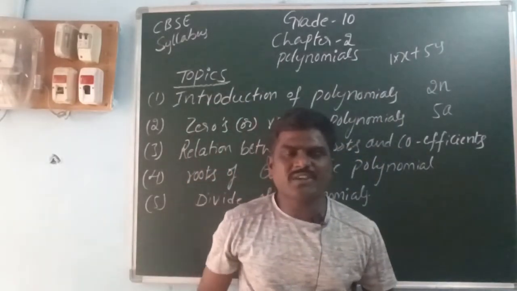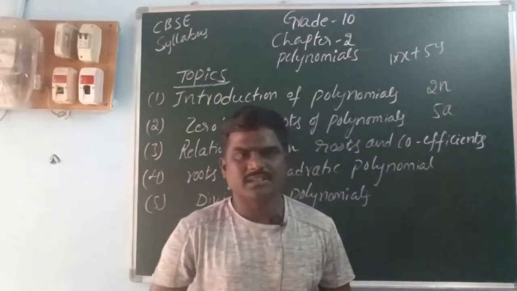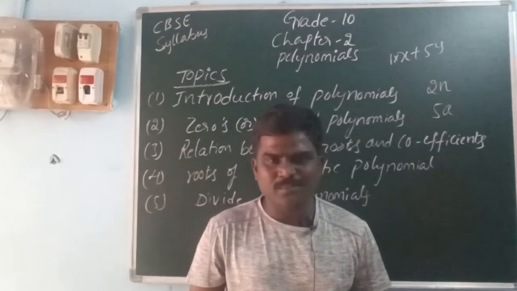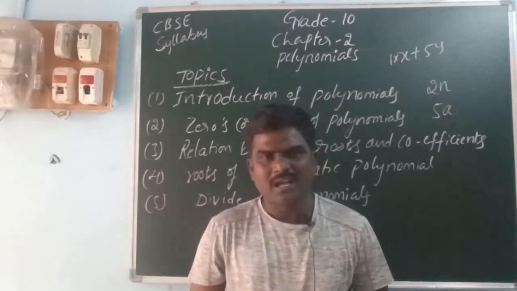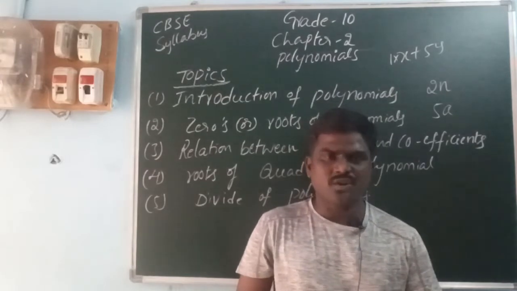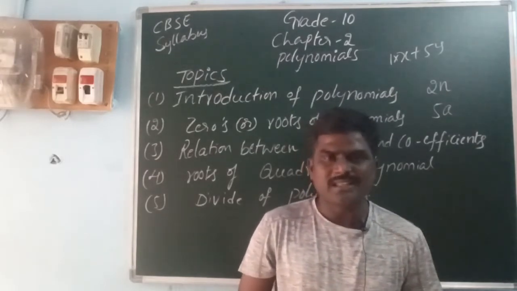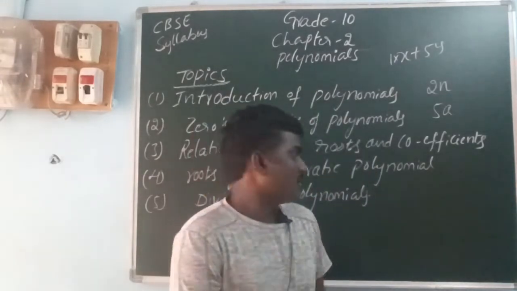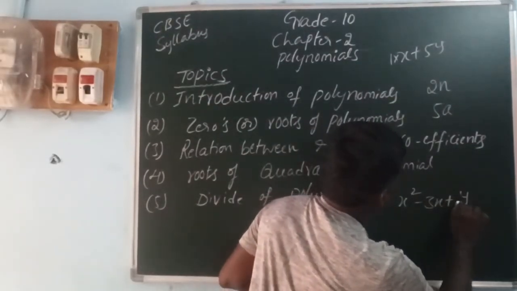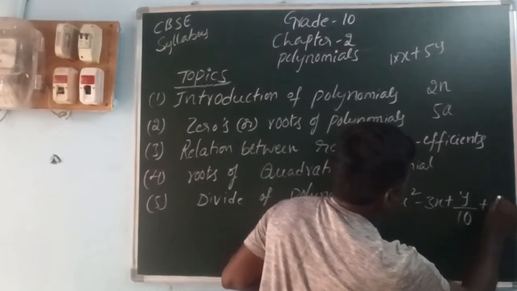How many types of expressions are there? 2 types are there. What are the 2 types of expressions? The first one is algebraic expression, the other is numerical expression. Algebraic expression means variables and constants with binary operations. For example, we take x square minus 3x plus y by 10 plus 9z.